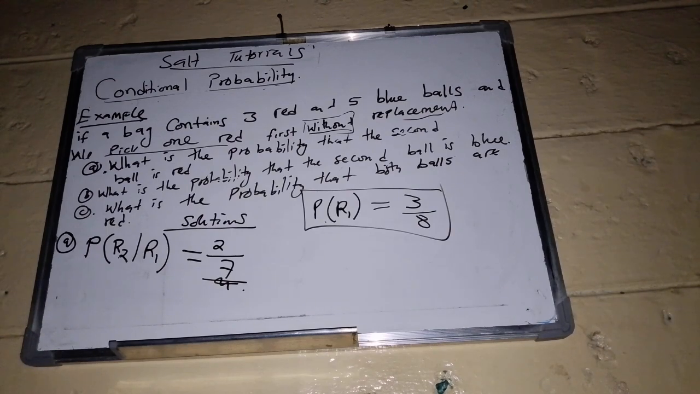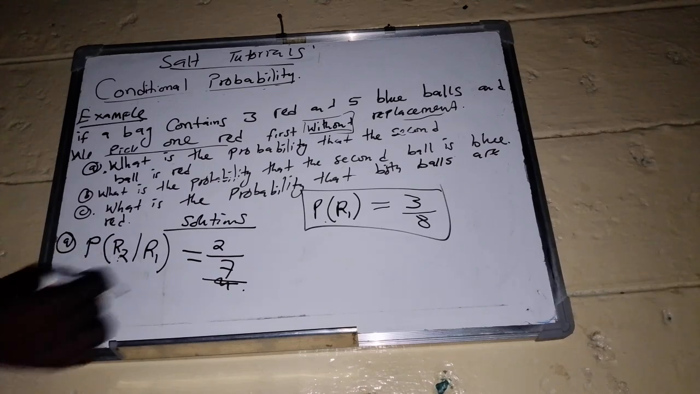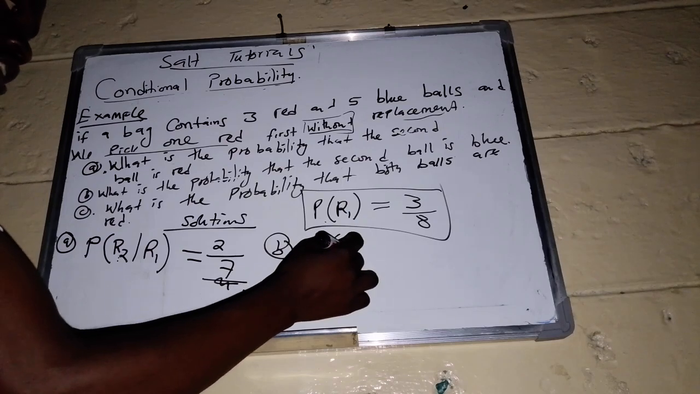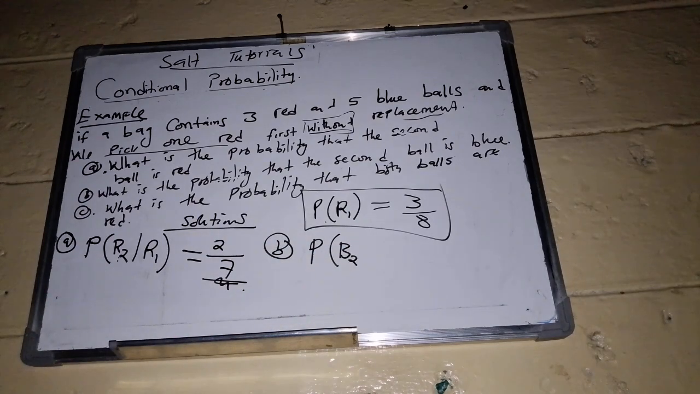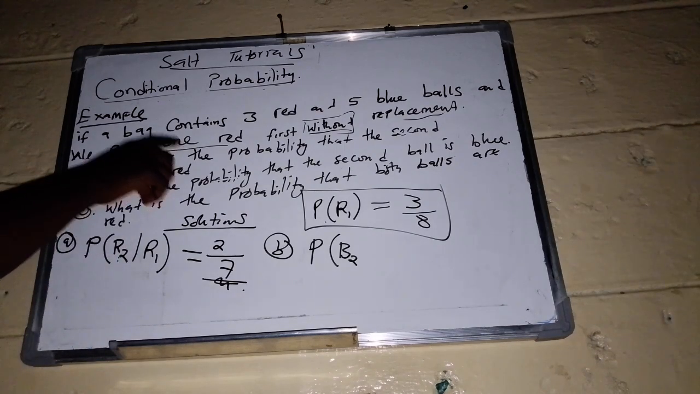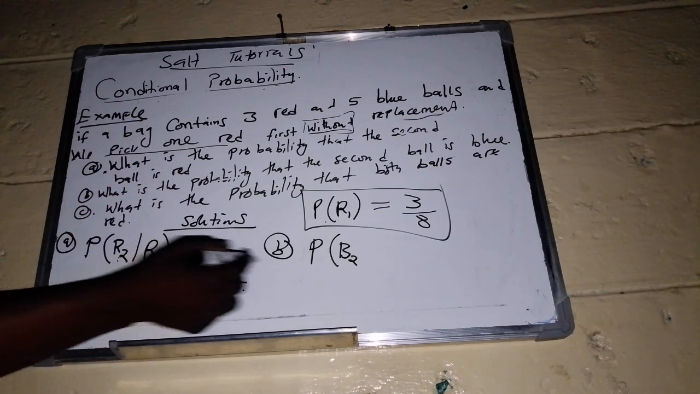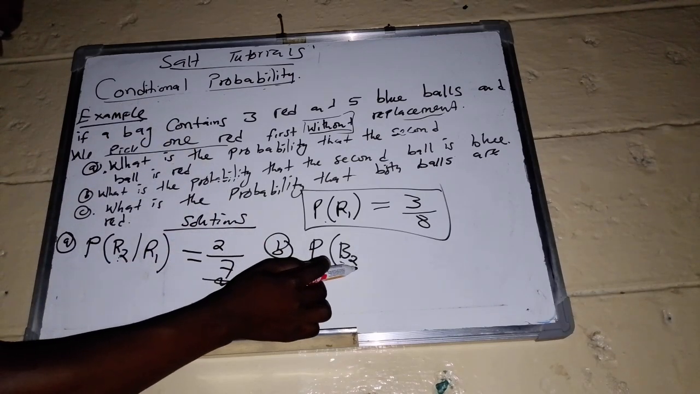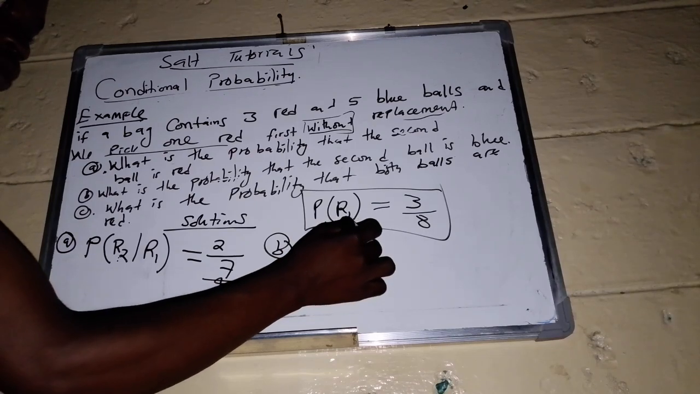Now, let's say in the second situation, where we're being told to say, what is the probability that the second ball is blue? Now, assuming that it was not red, we want to find the probability that it was a blue ball. So the second ball was blue. I am being given that in the first scenario, I picked a red. So this is still a conditional probability where we are trying to look at the probability of picking a blue ball given that the first one was red.